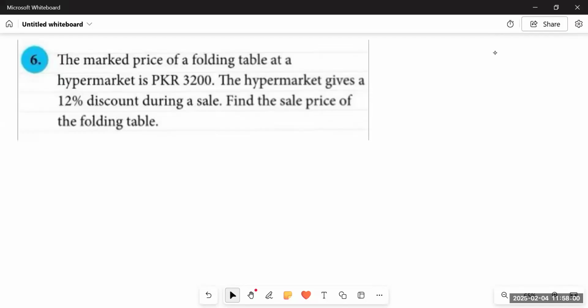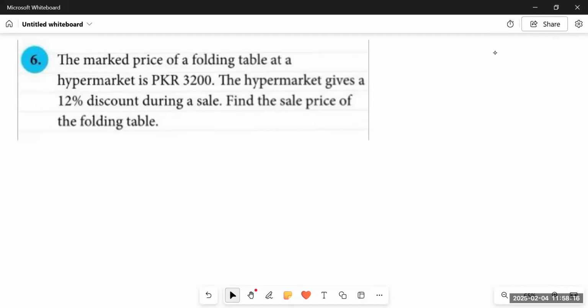Now let's move to the next question. The next question is also very easy. It says the marked price of a folding table at a hypermarket is PKR 3,200. It means the original price of a folding table is given, right? Then they're saying the hypermarket gives a 12% discount.